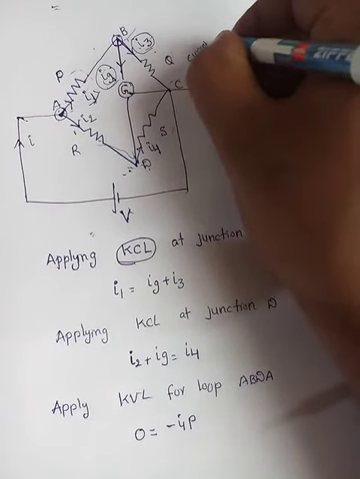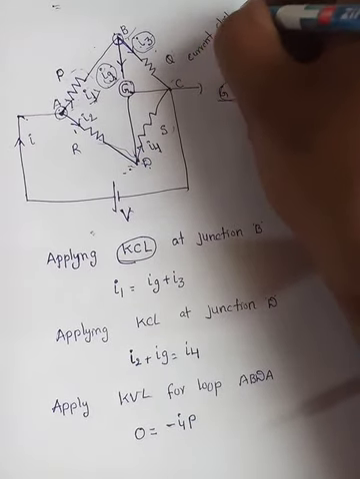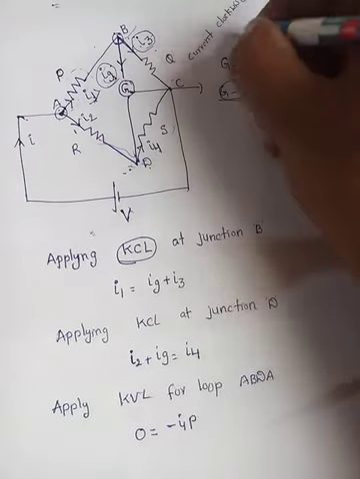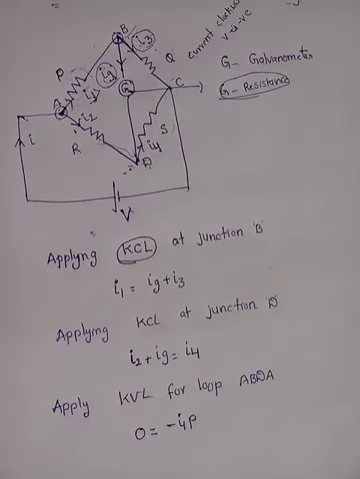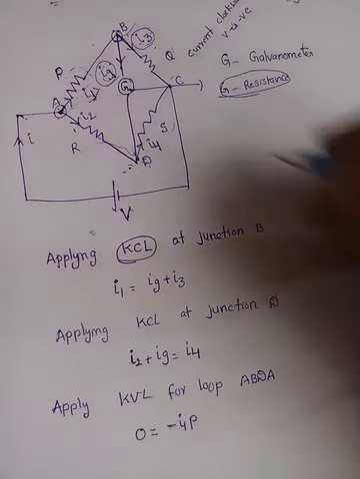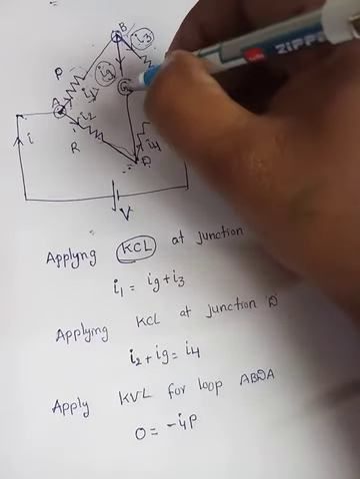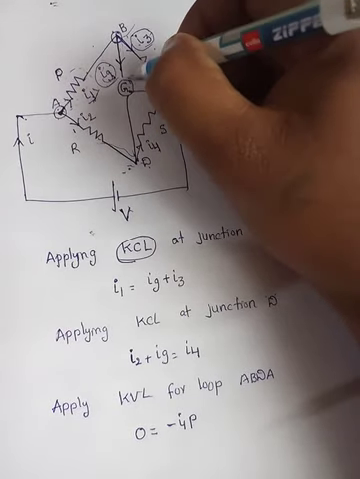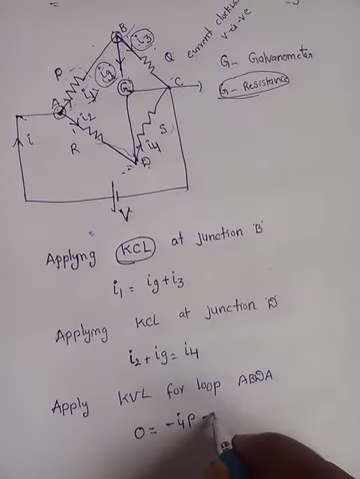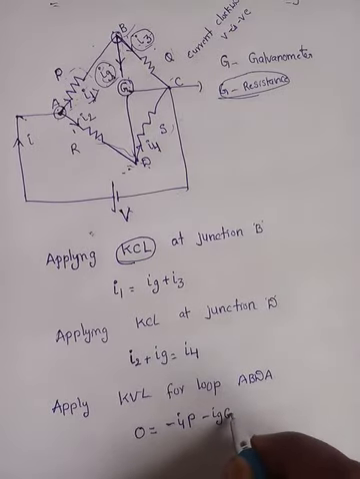Current clockwise, potential is negative, vice versa. If current is anti-clockwise, potential is positive. Again, this current is flowing here. Current is Ig and resistance is G. So it is also clockwise. So minus Ig into G.